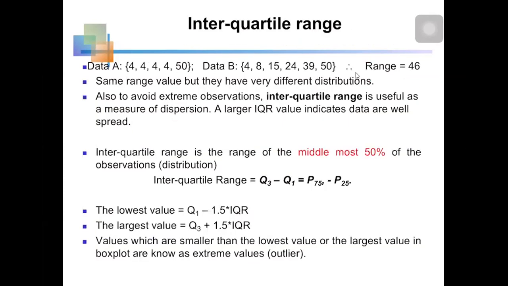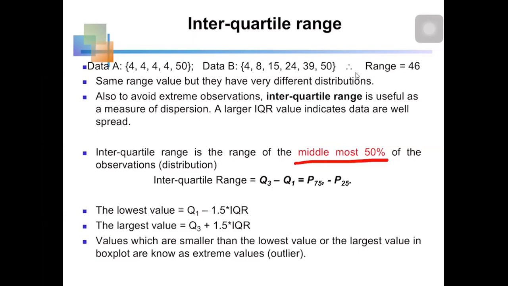Second one will be interquartile range. It is a bit different from range. Let's look at this. Interquartile range here is the range of the middlemost 50%. Middlemost 50 here means that it will take the range in the middle 50 only. Some sets have the same range, but they have very different distributions.